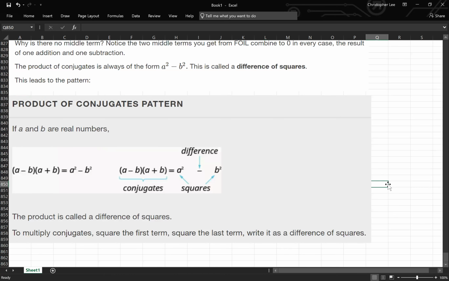And we have the product of conjugates pattern. If a and b are real numbers, right? A minus b times a plus b will be a squared minus b squared. So conjugates a minus b, a plus b, right? Difference of squares, a squared minus b squared. The product is called a difference of squares. To multiply conjugates, square the first term, square the last term, and write it as a difference of squares.